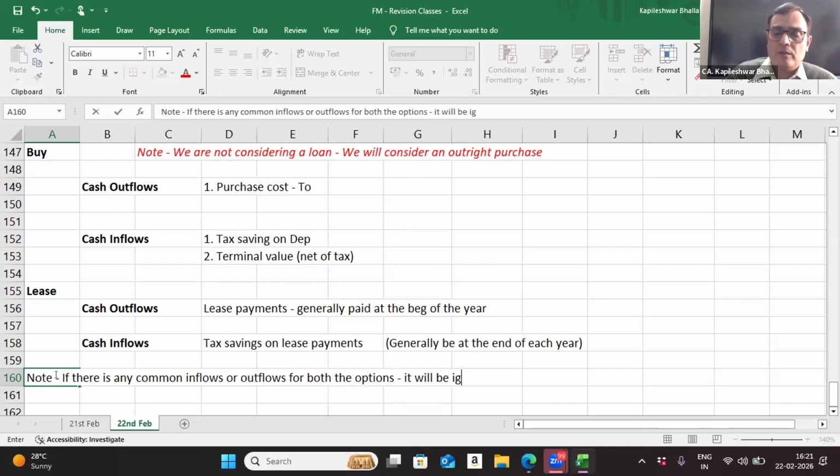Because in this case, we are not going to consider any common inflows and outflows. That will stand ignored. Wonderful indeed. So I think that gives us the inputs. So do we consider maintenance cost in case of lease?